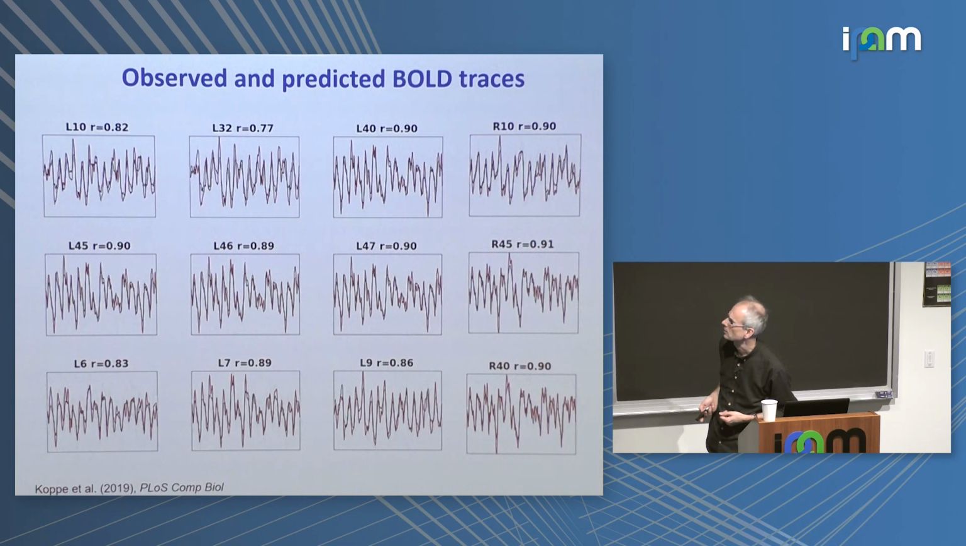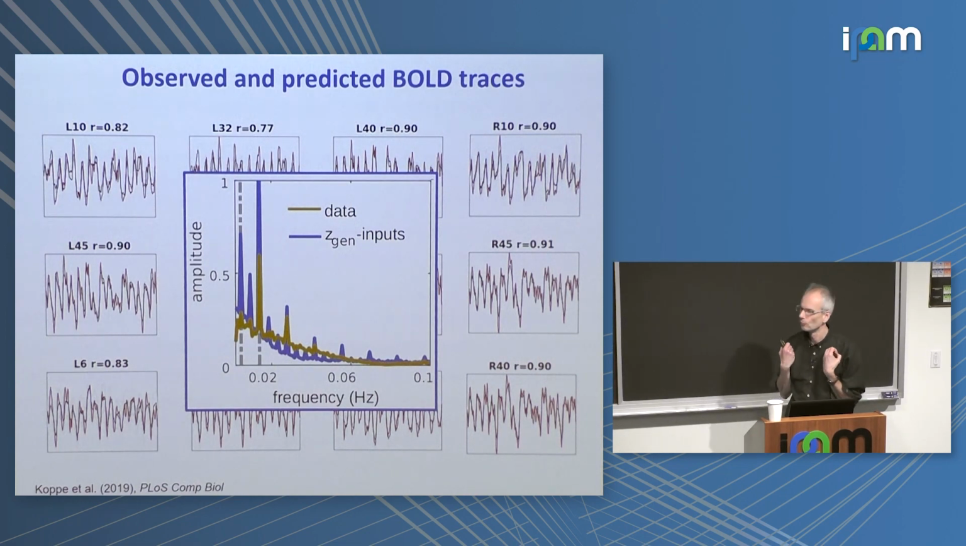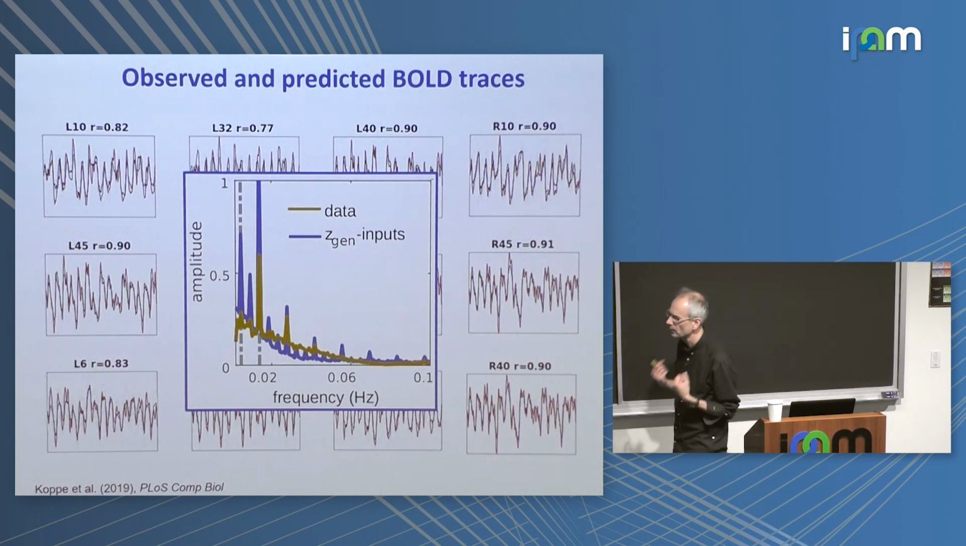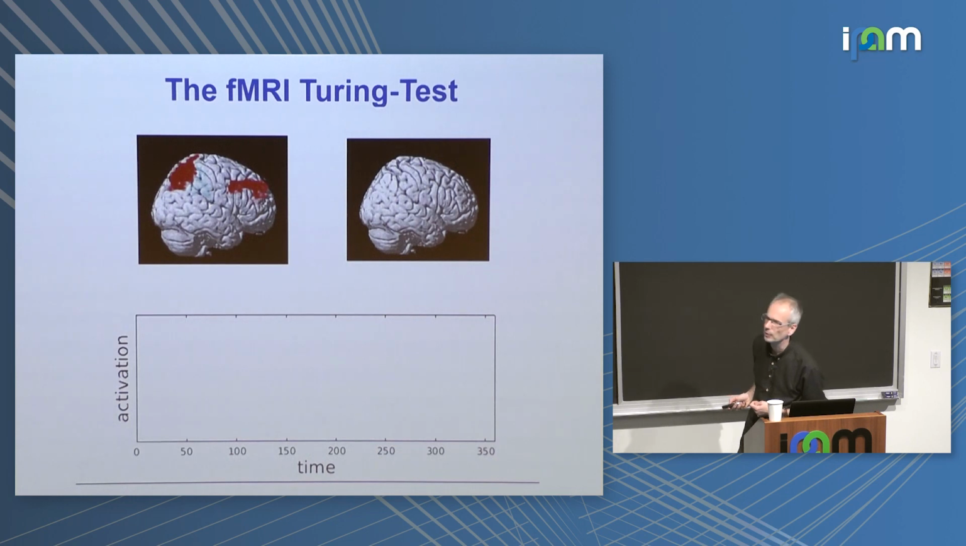These are just some observed and predicted BOLD traces. We also often observe that our generative network captures quite well the prominent frequency components in the power spectrum of the real data. I'll illustrate that with another simple video. We call it the fMRI Turing test.